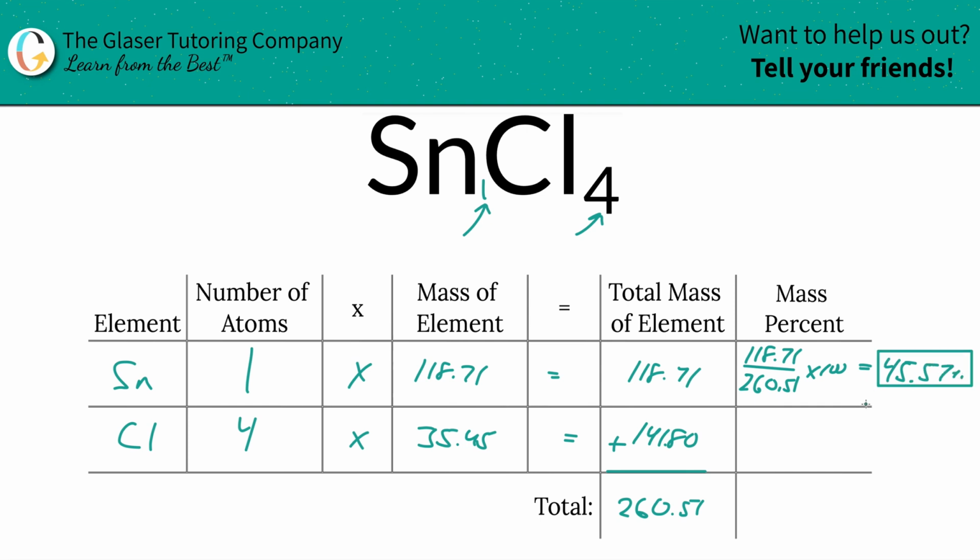You can find the percent of chlorine by subtracting this from 100, which I don't suggest you do, because what happens if you mess this up? Then you're going to mess up your next percent, right? And then it's all wrong.